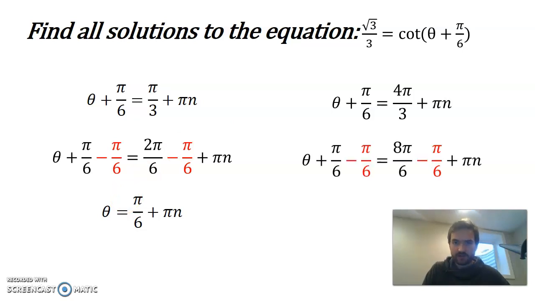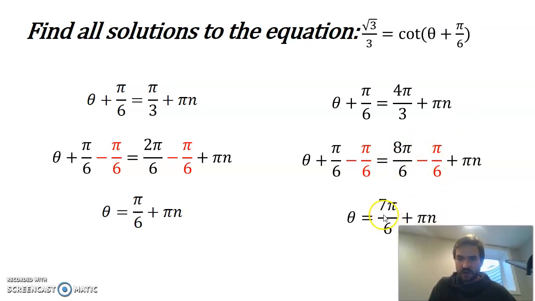Going on to the right side of the equation, again we're going to subtract pi over 6 from both sides, and I turned this 4 pi over 3 into 8 pi over 6, so these two would be easy to combine, and that's going to give us a solution of theta equals 7 pi over 6 plus pi n. Okay, so these two equations are our solutions, but we can actually get our answer to be a little more simple, and I'll show you how.